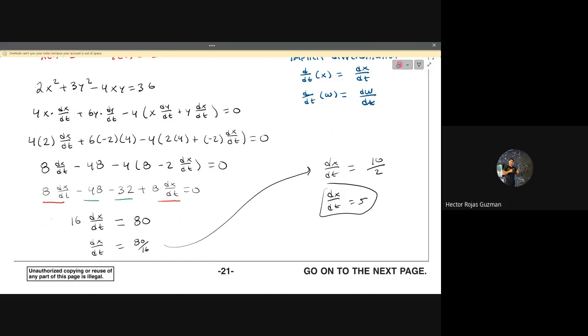You get 3 points out of this question: 1 for doing implicit differentiation, another for doing the product rule or the chain rule, and finally the point for getting the answer, which is 5.